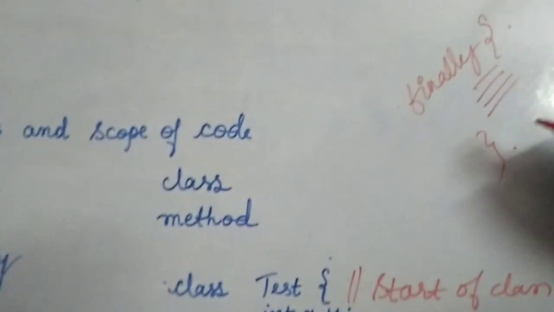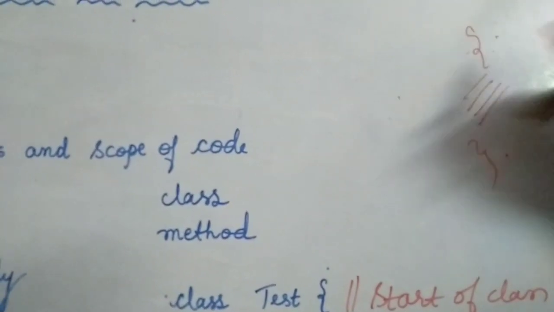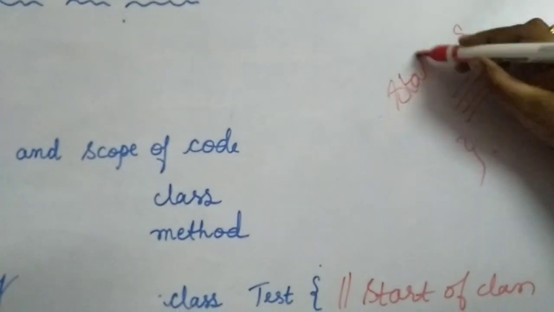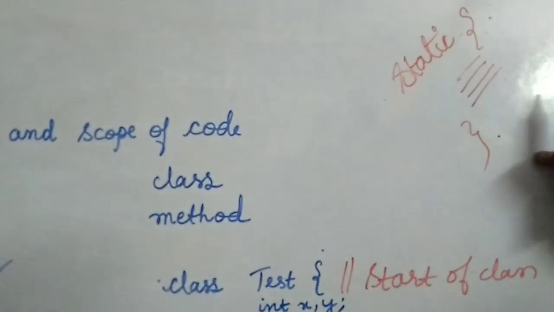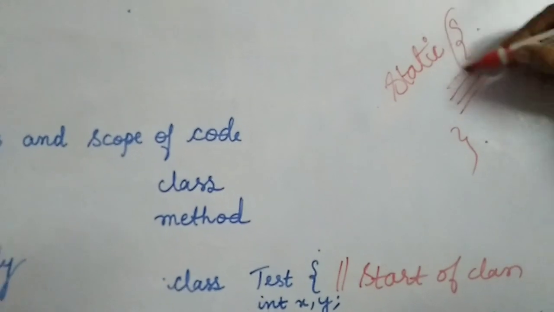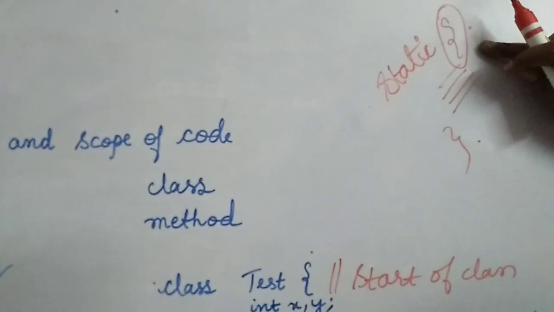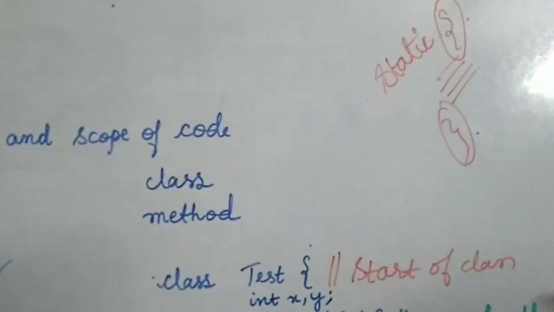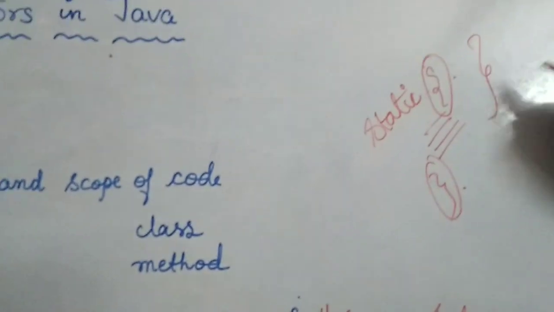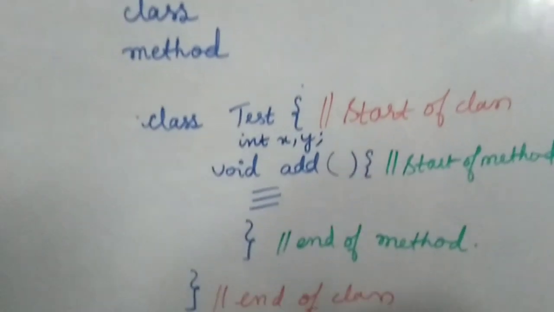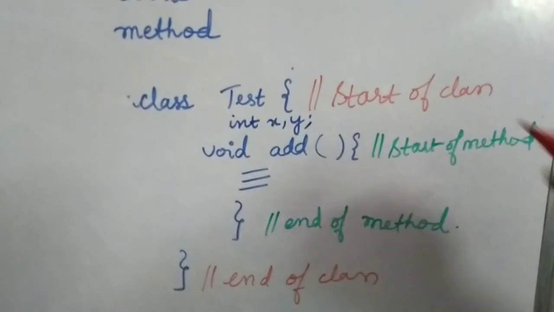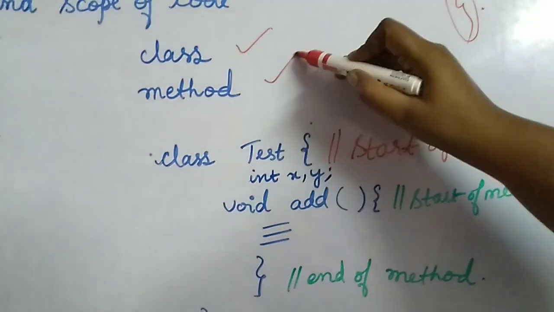If you want to declare a static block, put the static keyword here, and it becomes a static block. This is how you declare a block. A block means that it should have an open brace and then a closing brace. Now, the curly braces can also be used to define classes and methods.